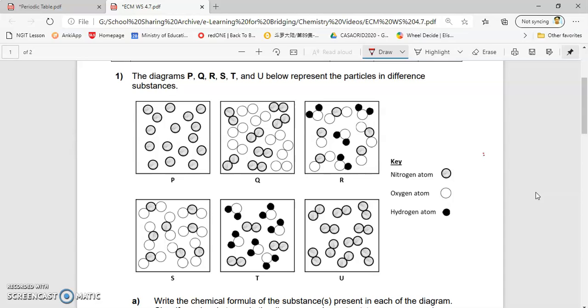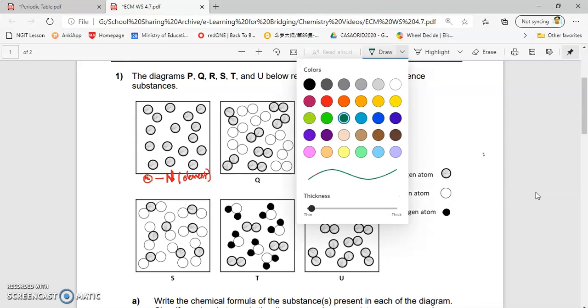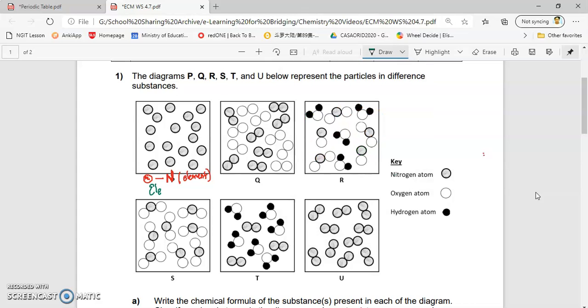So this, you can see, is all made out of a single circle. There's only one type of pattern here, so all we see is this shaded thing. This is actually a single N, so it's a nitrogen atom. So this is an element. Now, in this box P, it's only consisting of one element. So box P is an element because it's purely made up of one element.